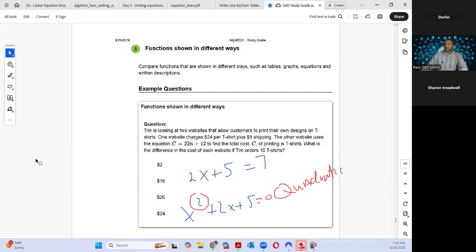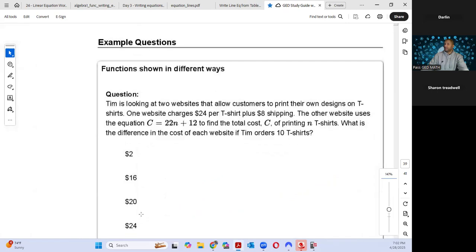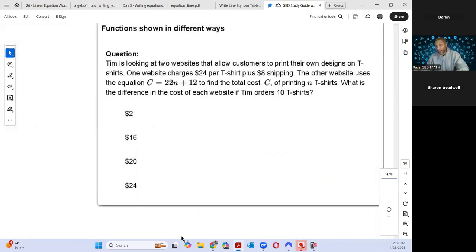So real quick, let's do a couple of these. Do you know how to do this question here? Let me zoom in. So if you had this problem, it's 7 o'clock, so this is the last one we're gonna do. What would you do to solve this problem?